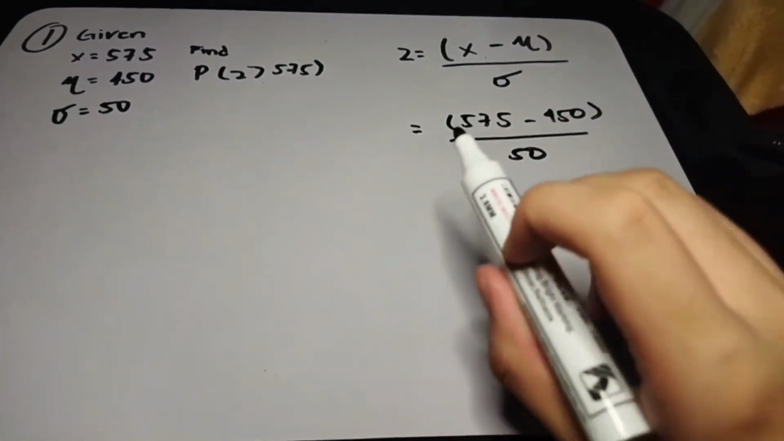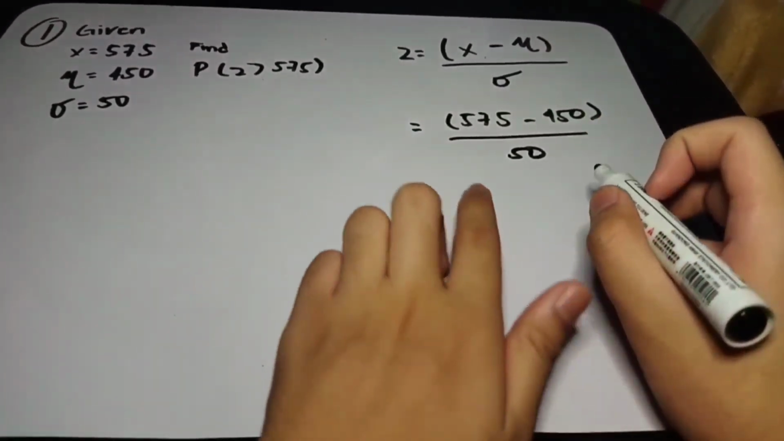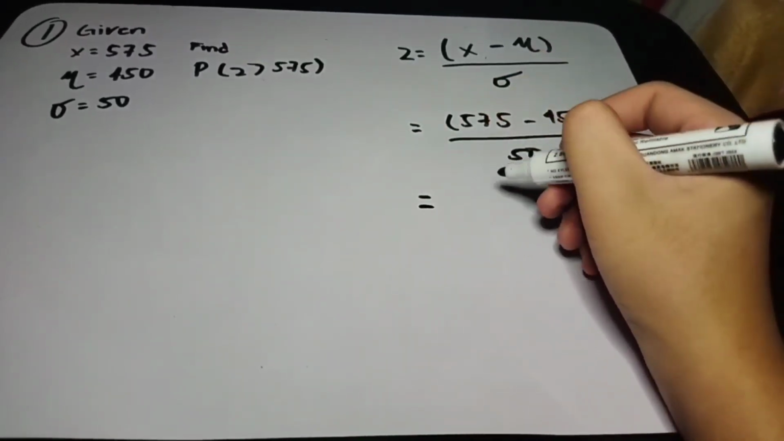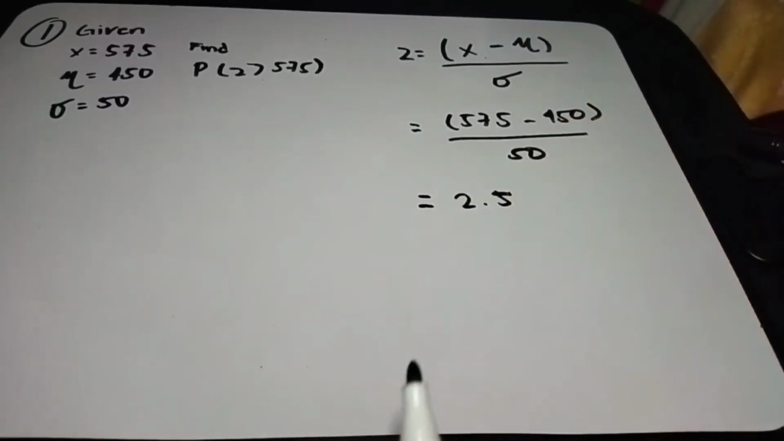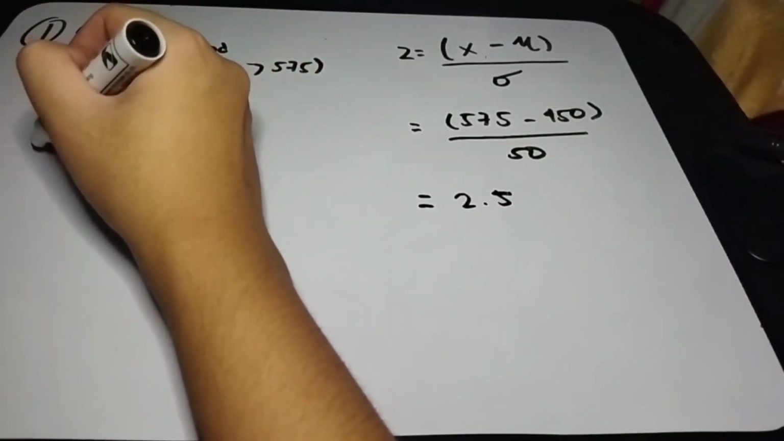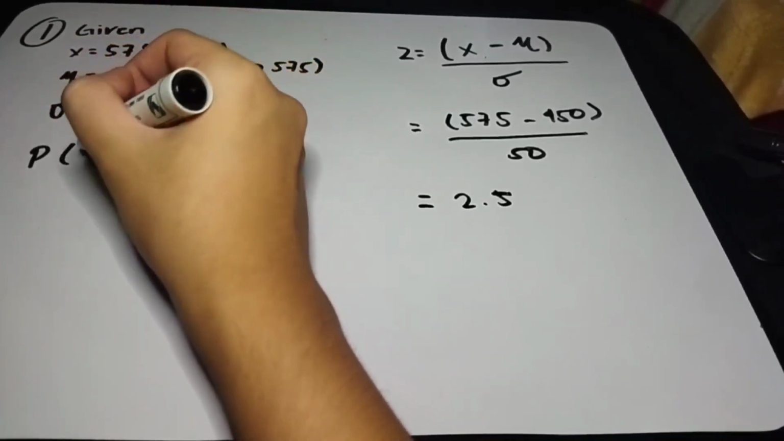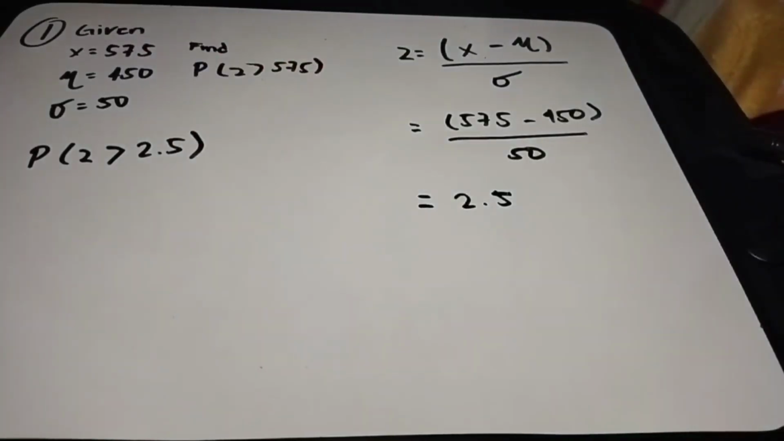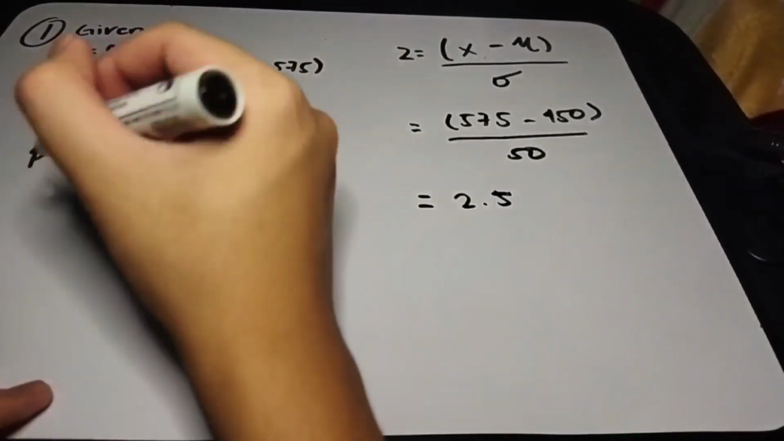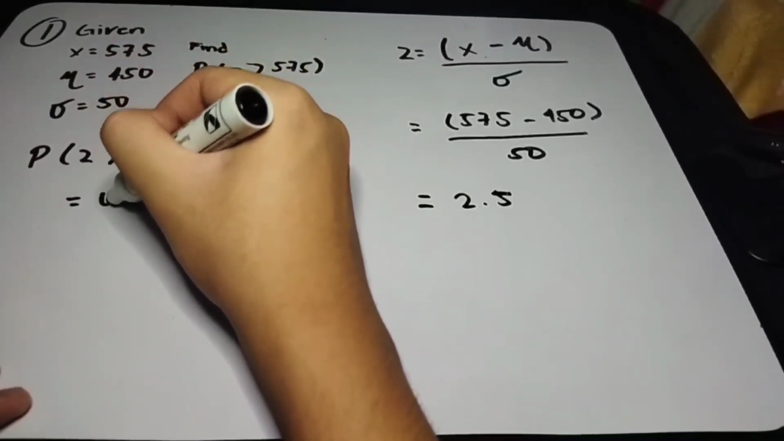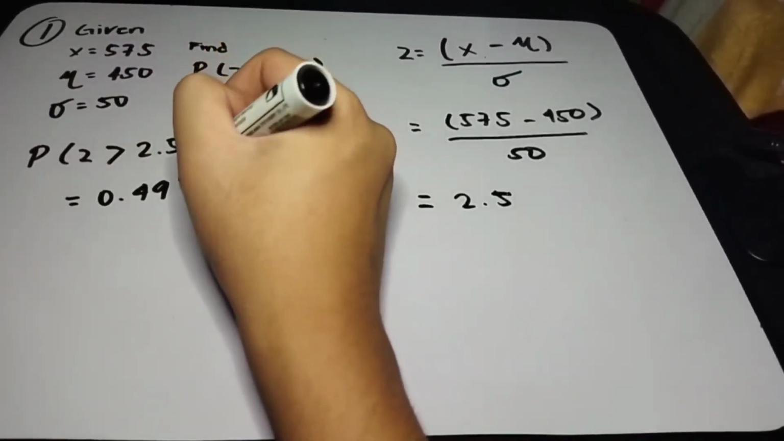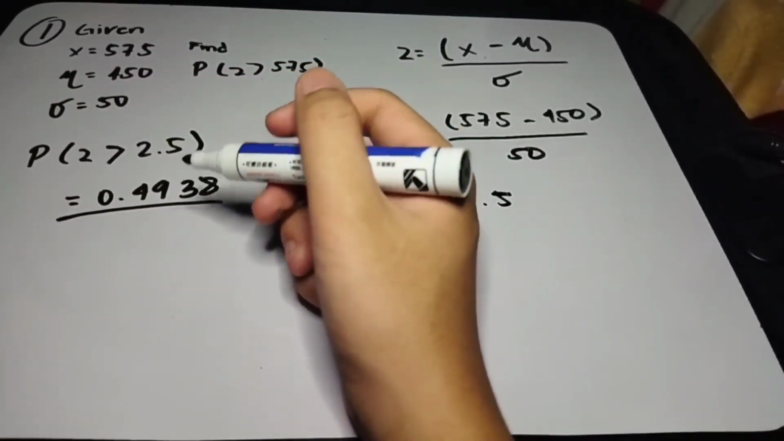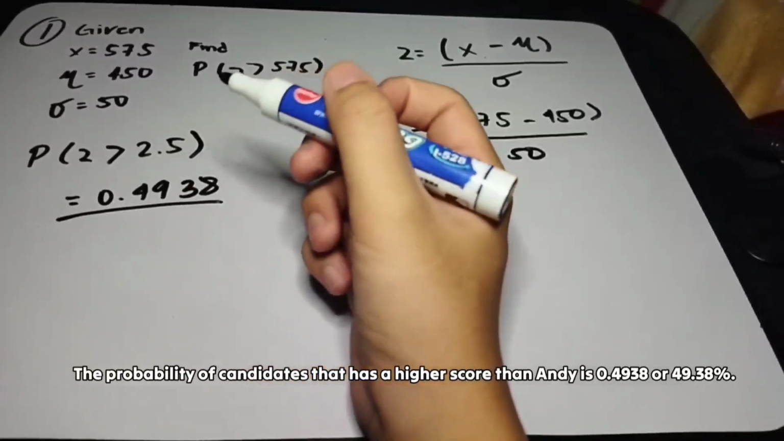So, pwede nyo na yung ilagay sa calculator nyo as is na yung ganyan, but do not forget the parentheses. So, ang lalabas sa ating calculator ay 2.5. Bale, ang hahanapin na natin ay ang value ng 2.5. So, that will be the probability of Z that is greater than 2.5. Kung titingin tayo sa ating distribution table, ang value ng 2.5 ay 0.4938.